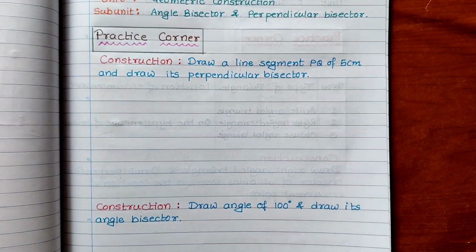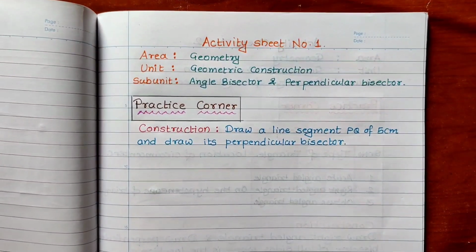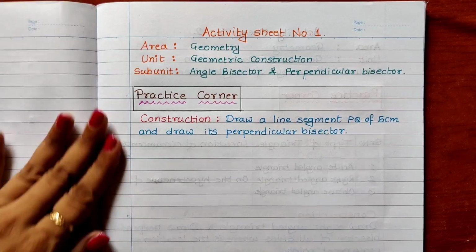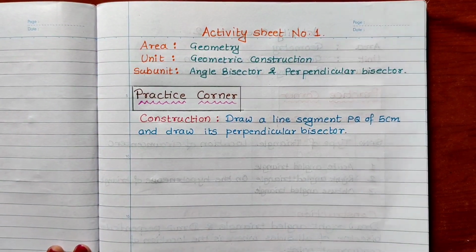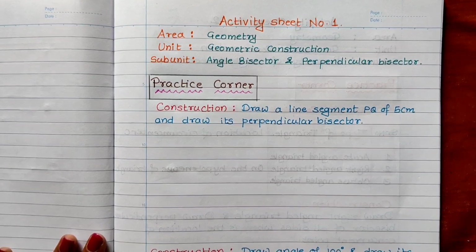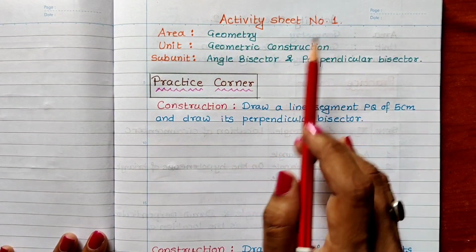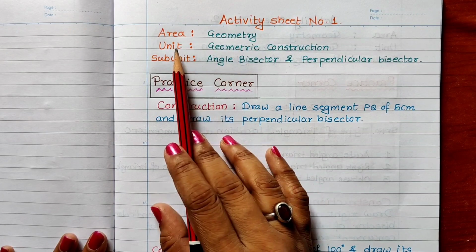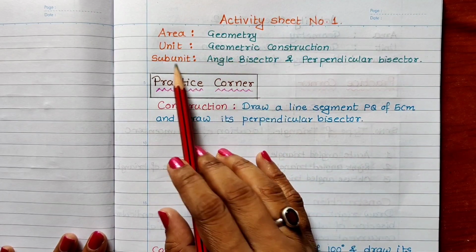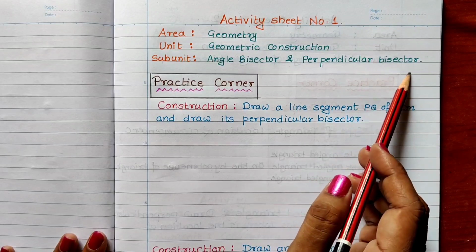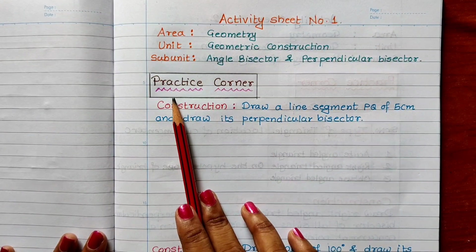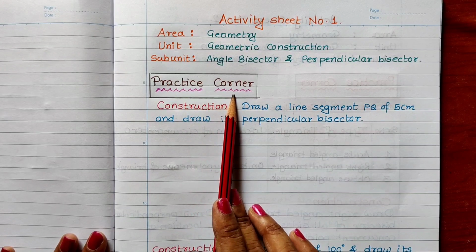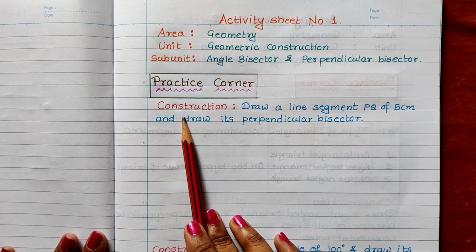So now as you all can see, this is my notebook of Rich course. I have started writing from this page. I have written activity sheet number 1 instead of day 1 because these are the activities which we have to do. We have to write area, which is geometry, unit is geometric construction, and subunit is angle bisector and perpendicular bisector. Now we have to do the activity given in the practice corner.